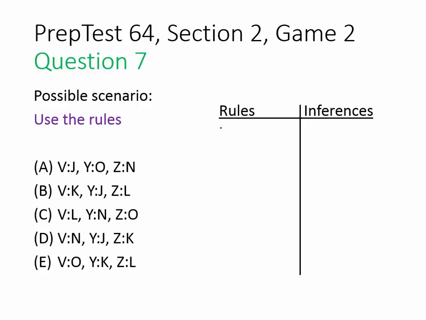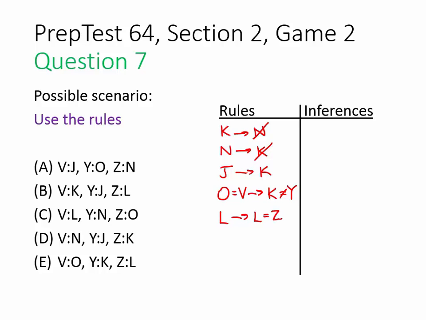We know that if K, then no N; if N, then no K; if J, then K; if O equals V, then K does not equal Y; and if L, then L equals Z. So there are our rules. Let's take them one at a time.